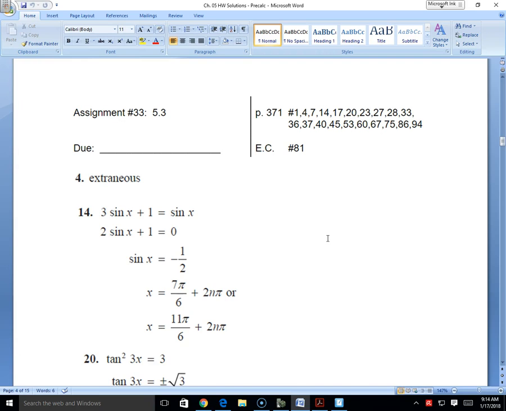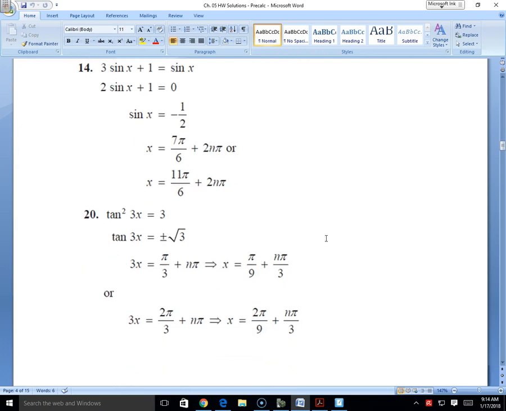Number 14, this one wasn't supposed to be too bad. It's kind of like the first example in our notes. Combine like terms, solve. The unit circle would put me in 2 locations, and they wanted the infinitely many representations, the coterminals. Remember yesterday? The coterminal angles. Number 20.